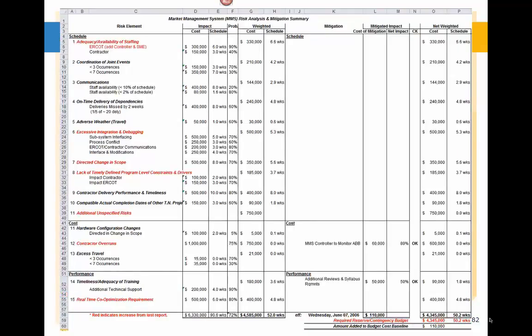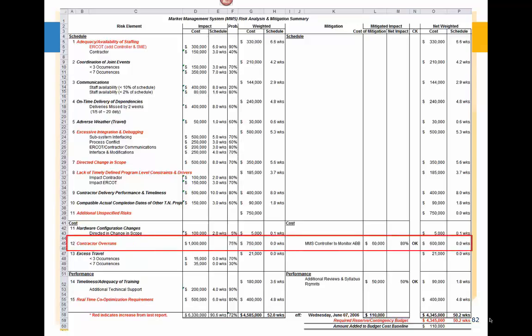Then we took that on and went to a little later date, about a week or so later. We looked at that original risk analysis and mitigation summary, and we looked at those things that might change now that we had a chance to reflect on it and think about it. And the technique is to highlight in red the text of any elements that increase or are going in the wrong direction. We looked at contract overruns.